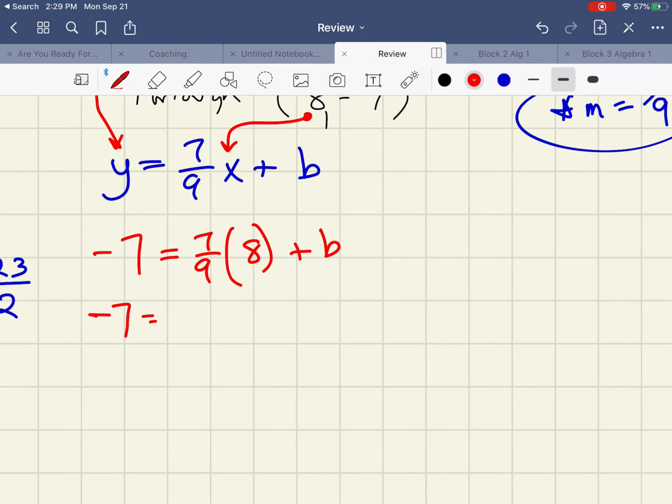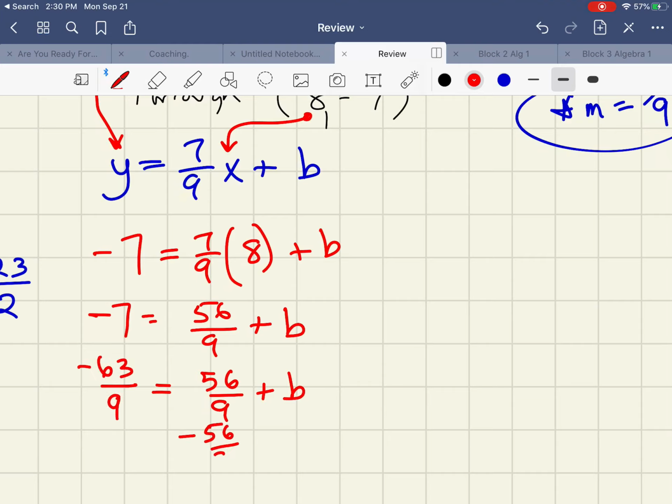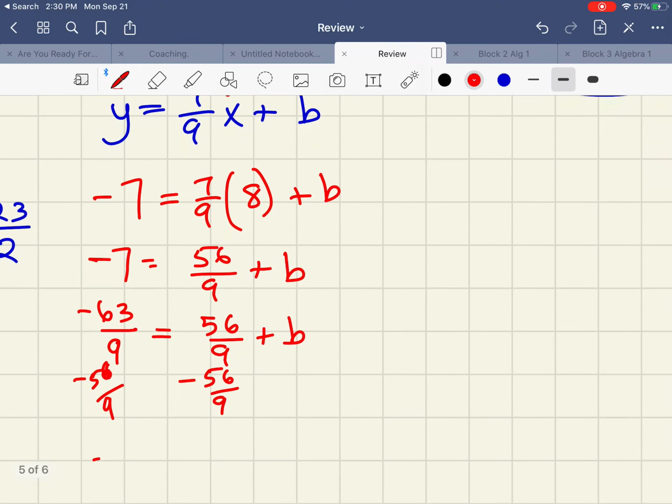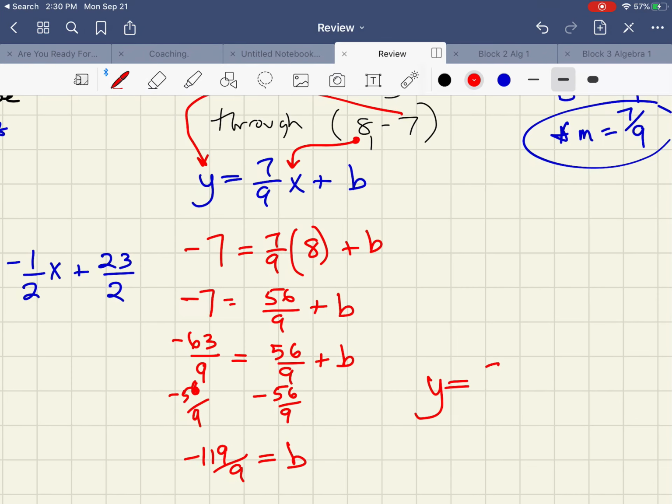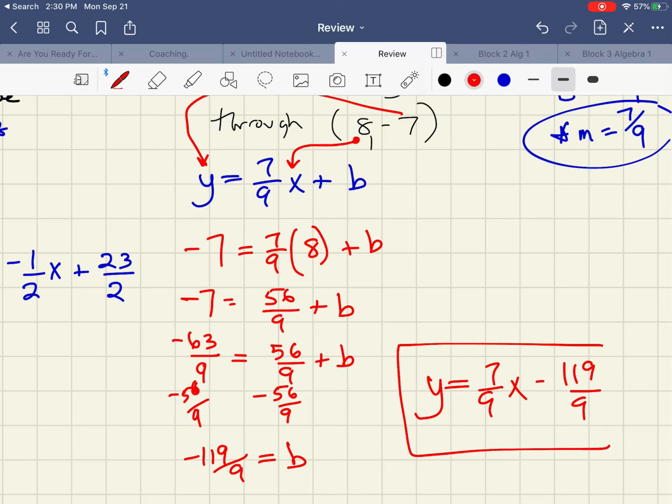So negative 7 equals 56/9 plus b. I like to save a little bit of time here, and I get my common denominator right away. And when I subtract 56/9 from both sides, I'm going to get negative 119/9 equals b. And I could rewrite my equation, y equals 7/9 x minus 119/9. That's a quick recap on how to write equations of lines.